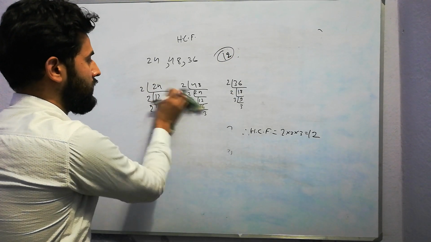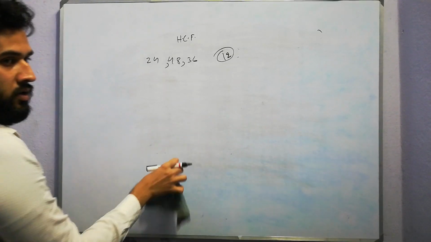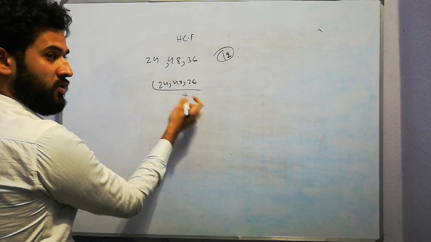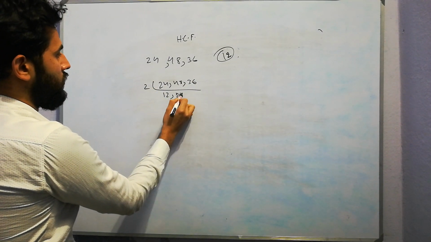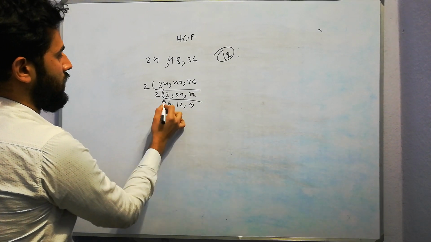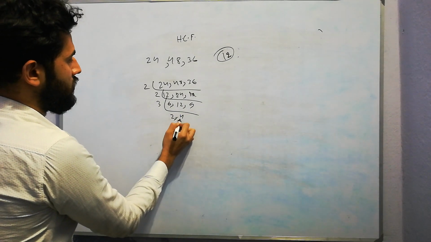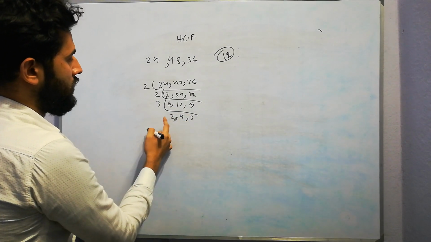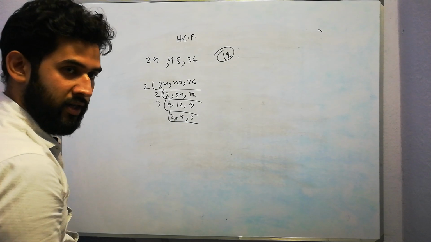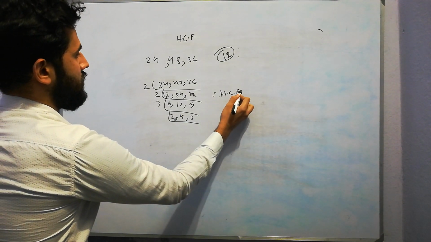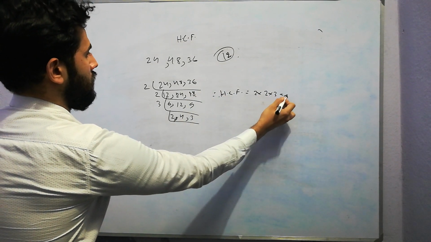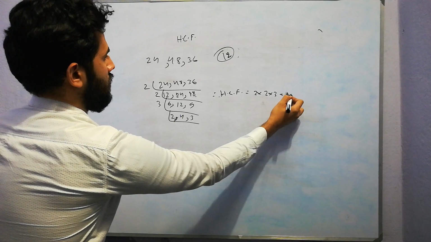We'll check in other ways whether 12 is coming or not. Second is the short division method. 24, 48, 36. Again, all has to go. 2 12s are, 2 24s are, 2 18s are. Next 2 6s are 12, 2 12s are, then 2 9s are. Then 3 2s are 6, 3 4s are 12, 3 3s are 9. Now we'll stop here, because there is no other number which can divide these 3 simultaneously. Therefore, HCF is equal to 2 into 3. It is 12.